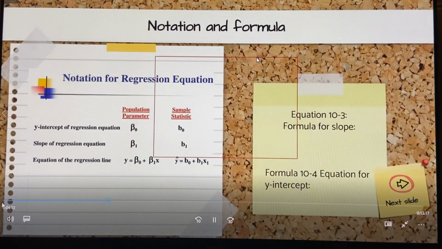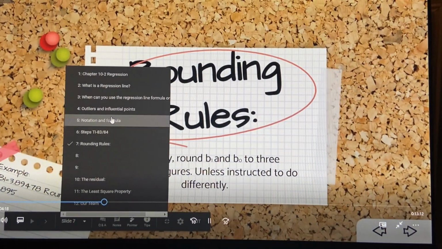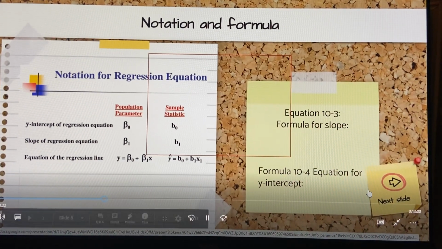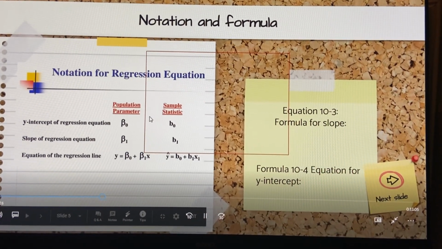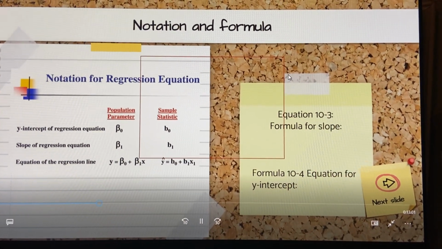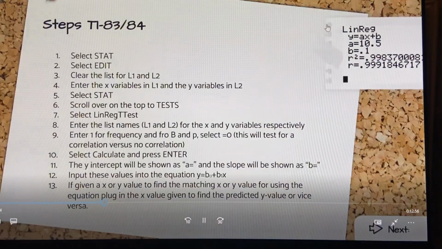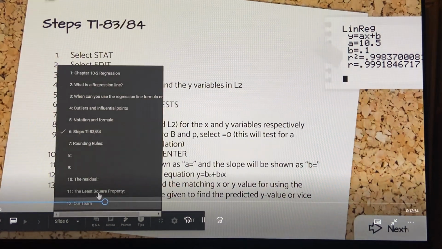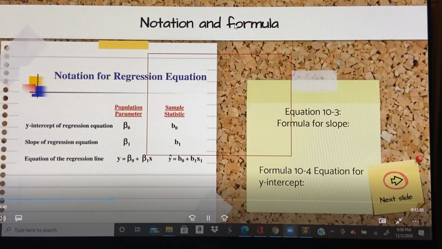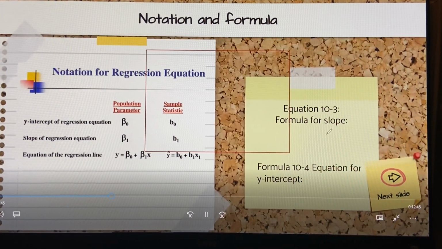Notation and formula. Okay, let's see. Do not know why this red box has appeared, but that is okay. So let's see. Sorry for the wait.